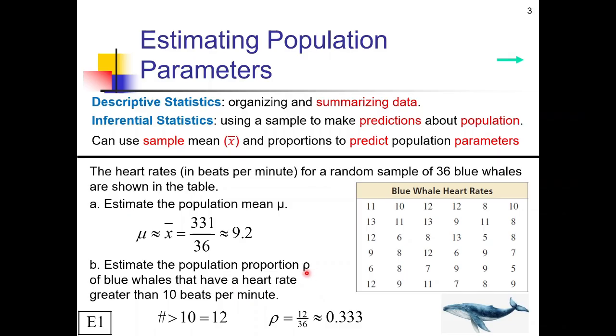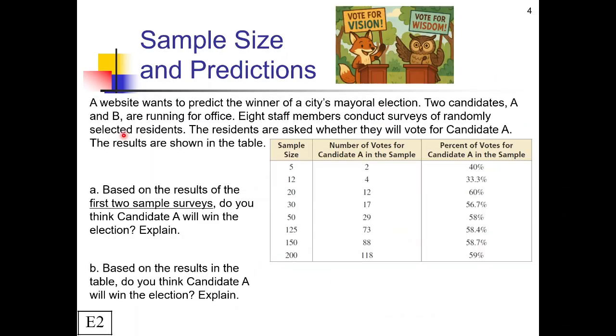And just as a little point of reference, this fancy looking P, if you notice that it's not quite the same as these other P's here, this is actually the Greek letter rho, which is another way of talking about the population proportion. So I hope you enjoyed that last problem on figuring out blue whales' heart rates.